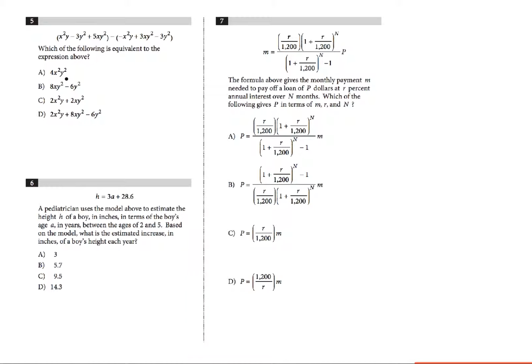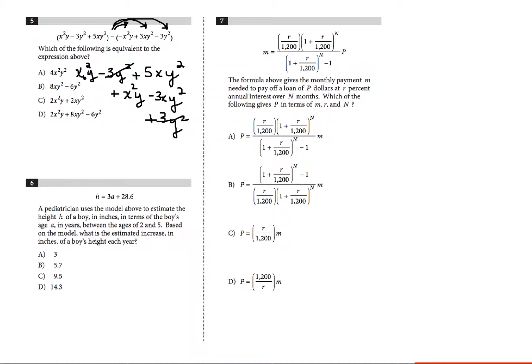Which of the following is equivalent to the expression above? Well, this is a simple polynomial subtraction problem. All we're going to do is distribute the negative sign through to each of the terms of the second polynomial. So we get x squared y minus 3y squared plus 5xy squared minus, it's going to be plus because you have a negative times a negative, x squared y minus 3xy squared plus 3y squared. You have a negative 3y squared and a positive 3y squared, so they cancel out.